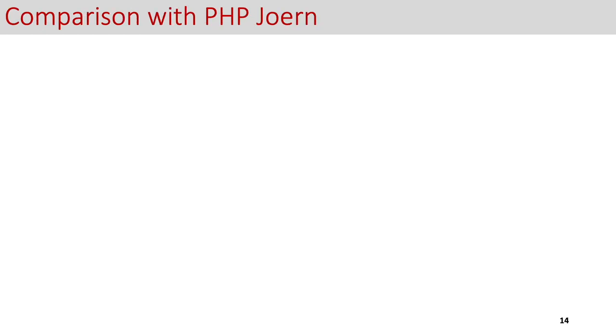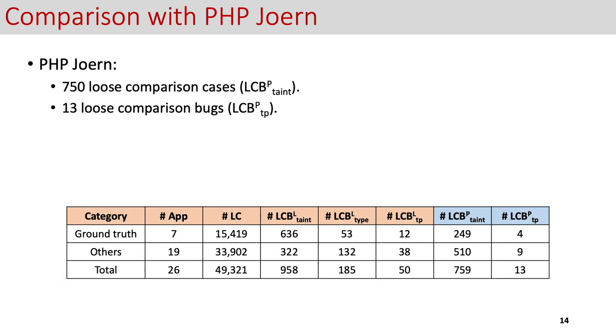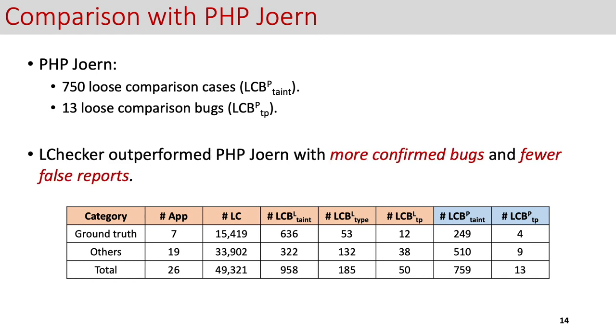We further compare our tool to PHP John, which was designed to detect 0e scientific hash bugs. Note that PHP John is only equipped with intent analysis. So the result shows that PHP John reports 750 loss comparison bugs and only 13 of them are real loss comparison bugs. This means our system can outperform PHP John with more confirmed bugs and fewer false reports.